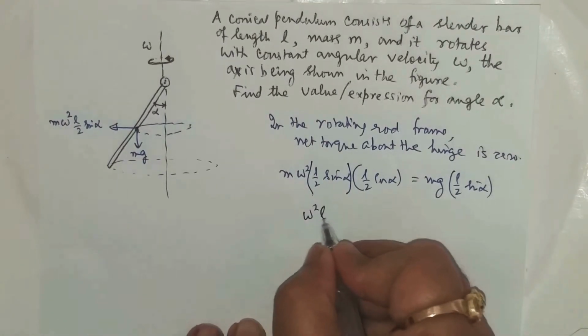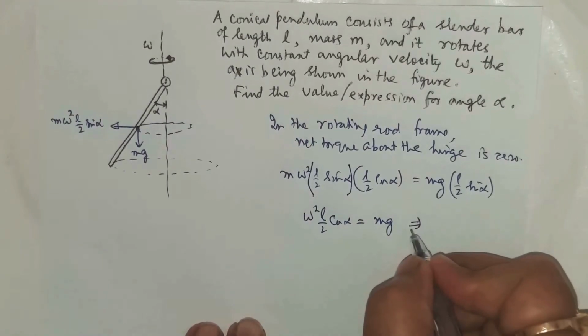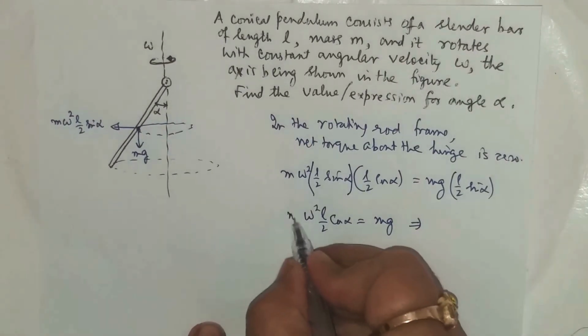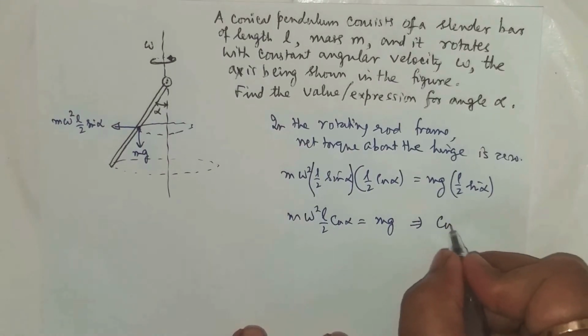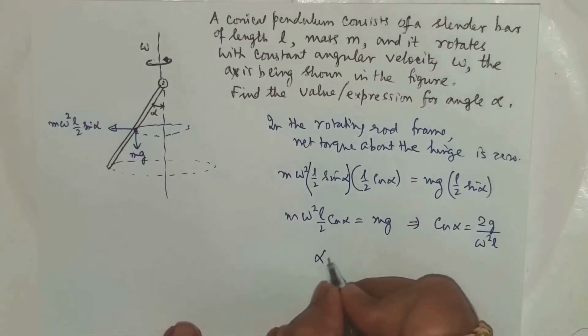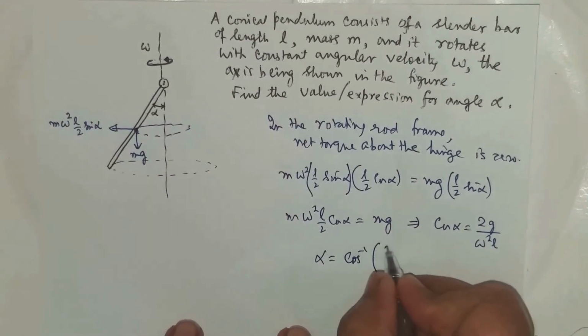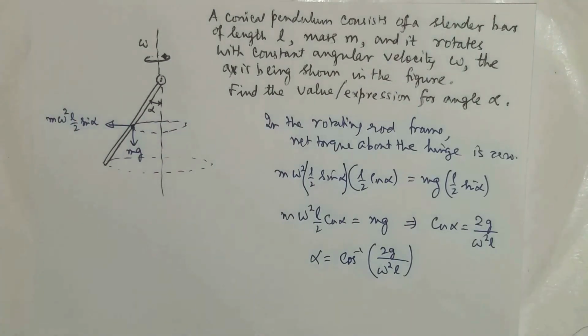We have omega square L by 2 cos alpha is equal to mg, and from there m will again get cancelled, and we have cos alpha is equal to 2g divided by omega square L, or alpha is equal to cos inverse of 2g divided by omega square L. This is the angle made by the rotating rod with the vertical.